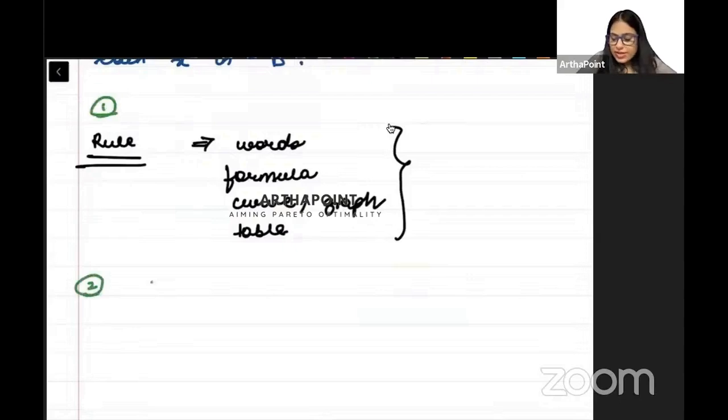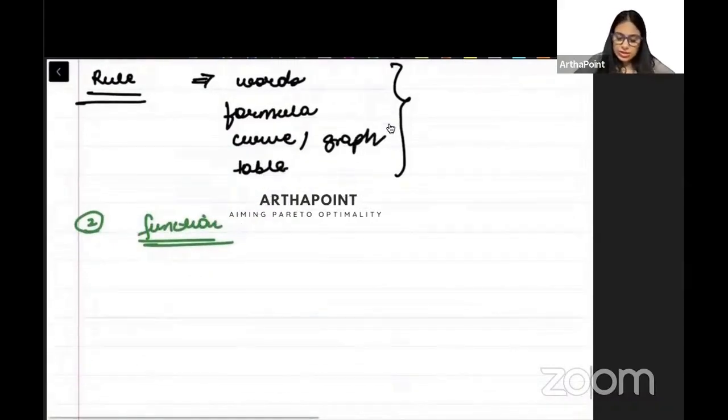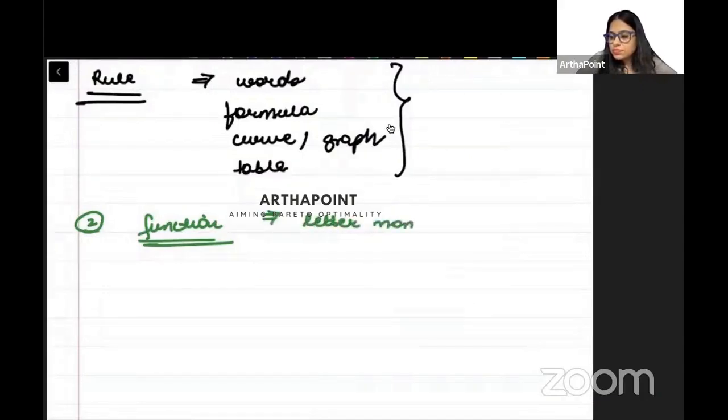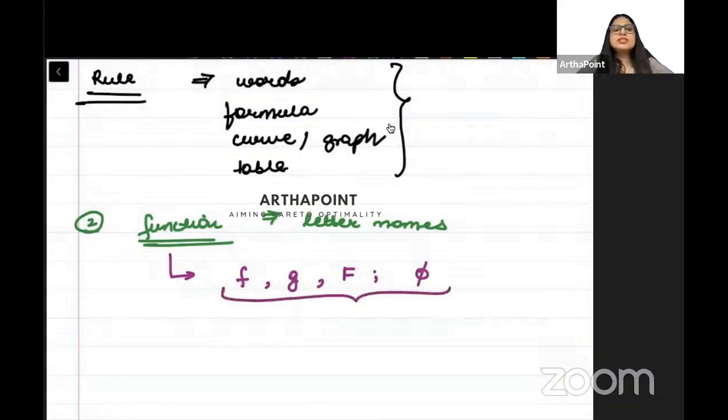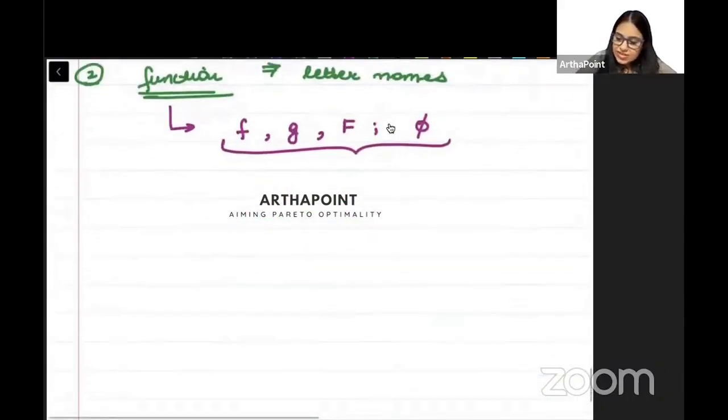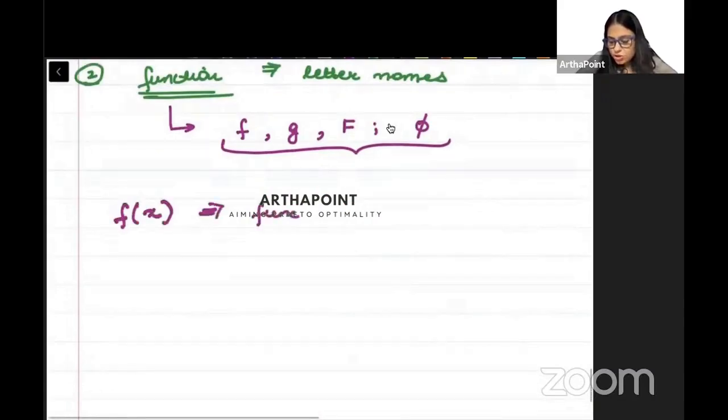The second thing is that whenever we talk or represent any function, जब भी हमें किसी function को represent करना है, it is represented through letter names. माने I can represent function using small f, small g, capital F, or like this. This all represents function. ये सब कुछ function को represent कर रहा है. So when I say f of x, it means that it is a function of x.